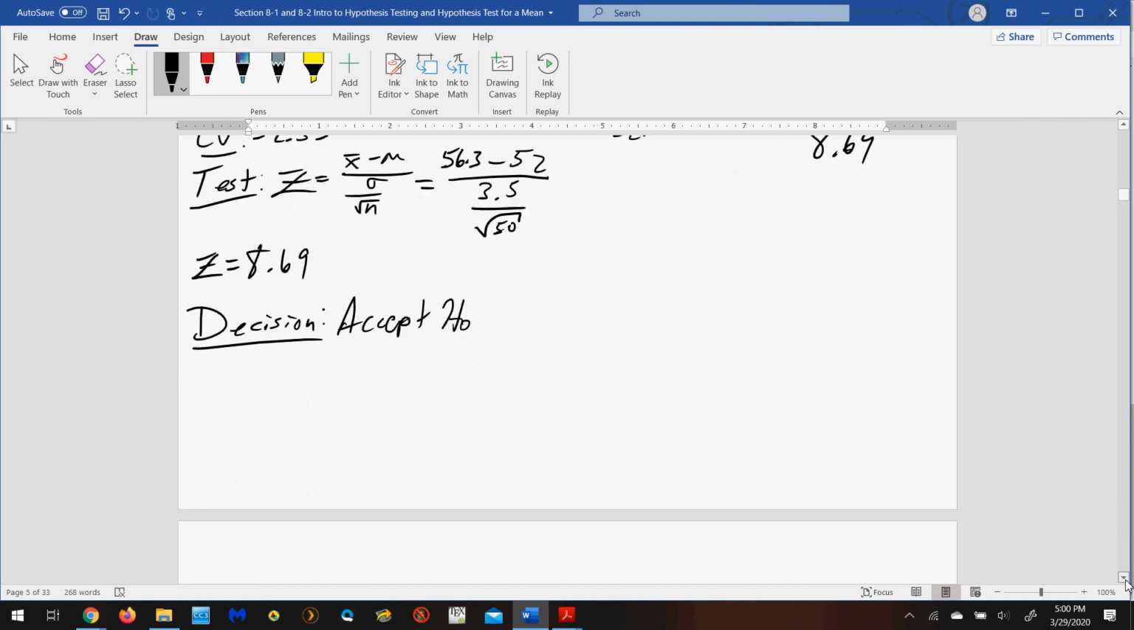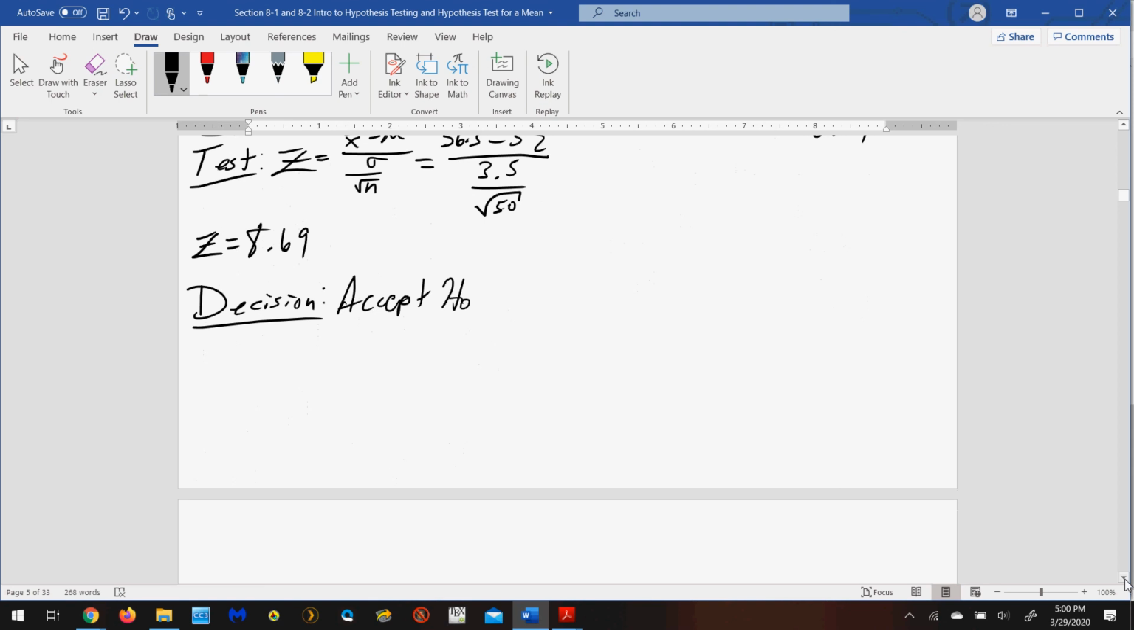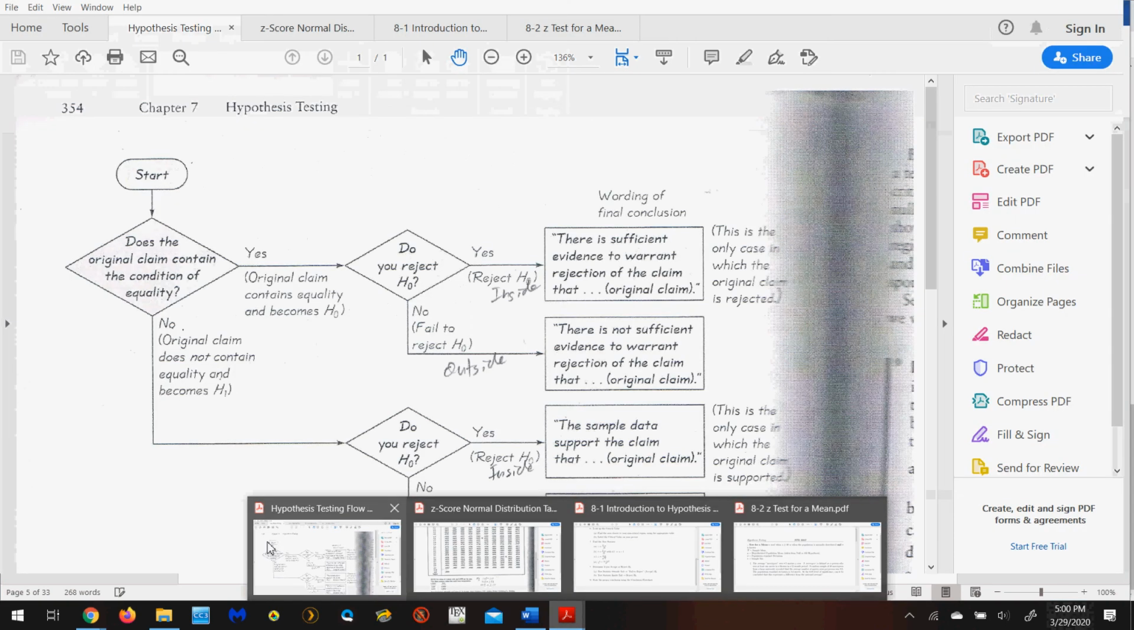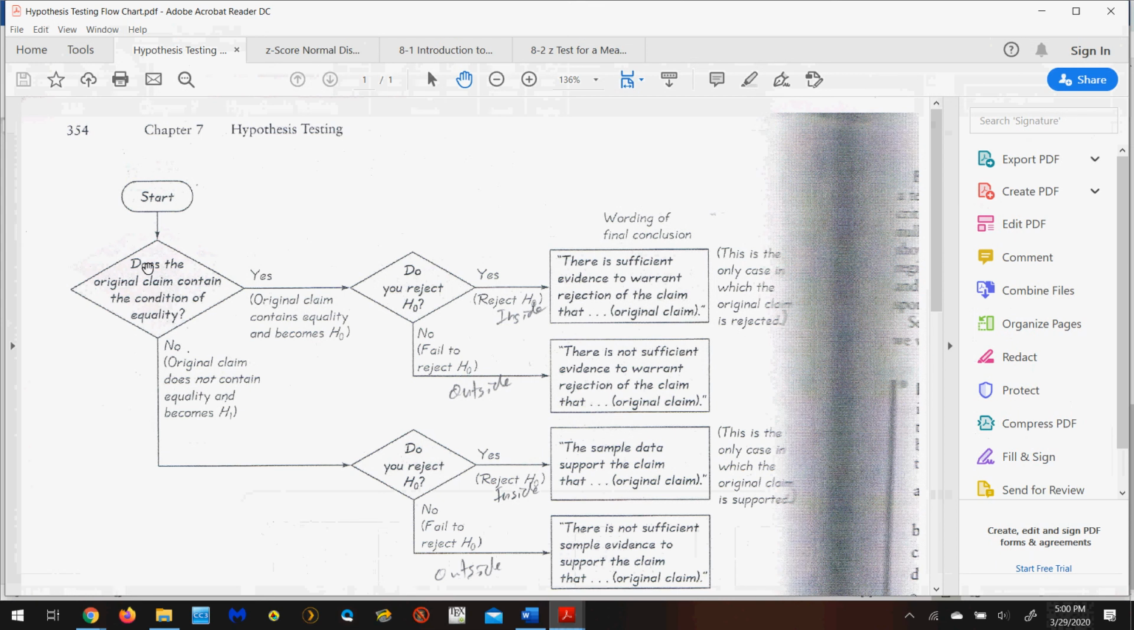Now I can write the conclusion for this. So go back to the flowchart. Did the original claim contain equality? Yes, it did. Do you reject null hypotheses? You accept it because the z-score, your test, was outside, or failed to reject. So this is the beginning of your sentence.